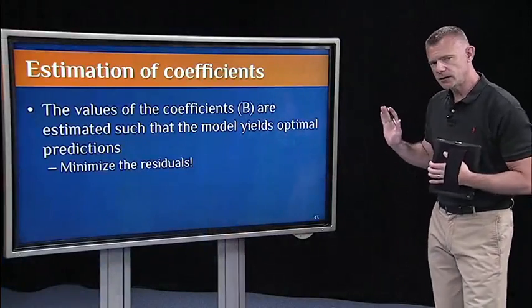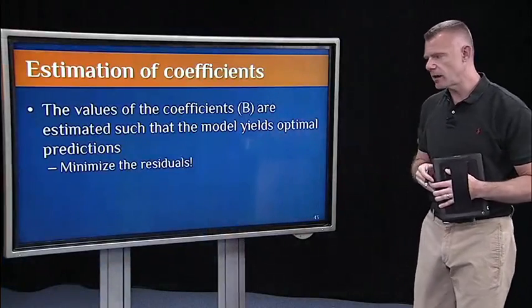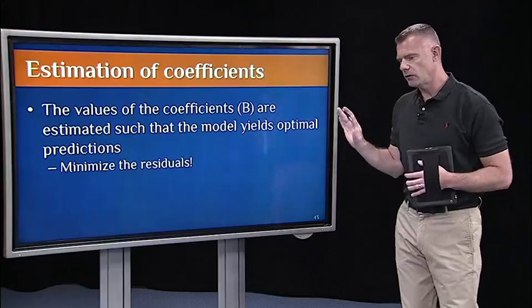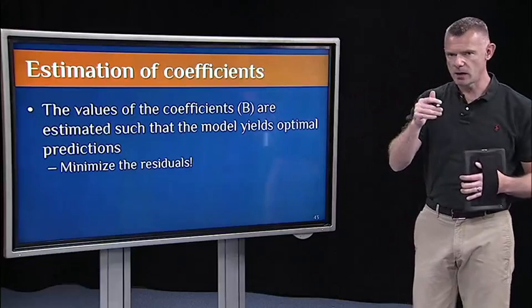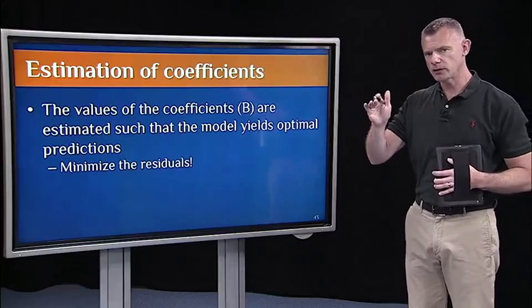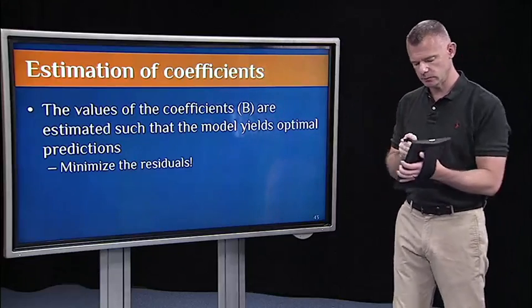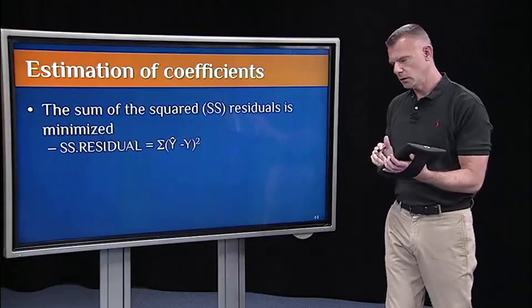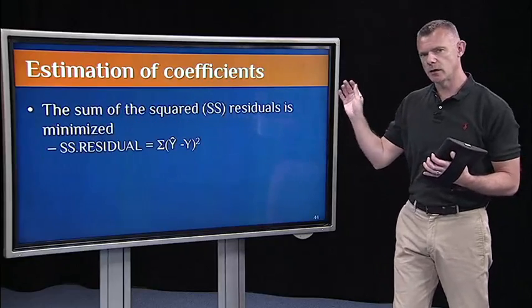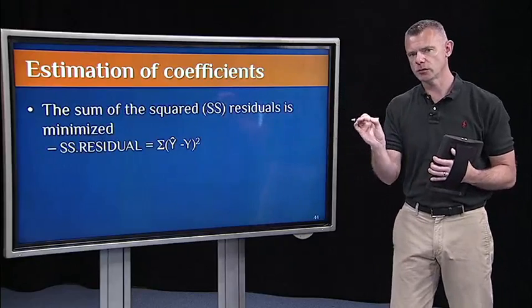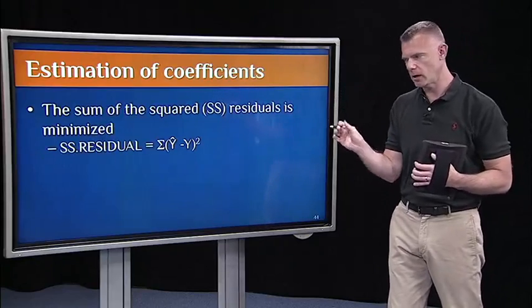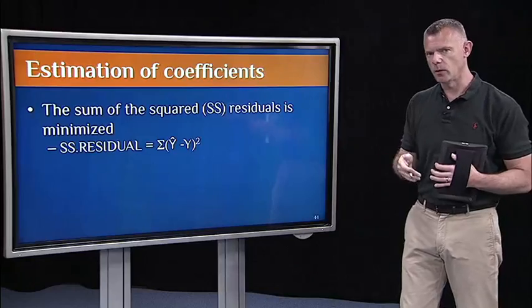So again, just like regular simple regression, the values of these coefficients are estimated such that the model yields optimal predictions. And again, how do we do that? Well, we just minimize the residuals. So remember, the residuals are just the difference between the actual score on y, or the observed score on y, and the predicted score on y.